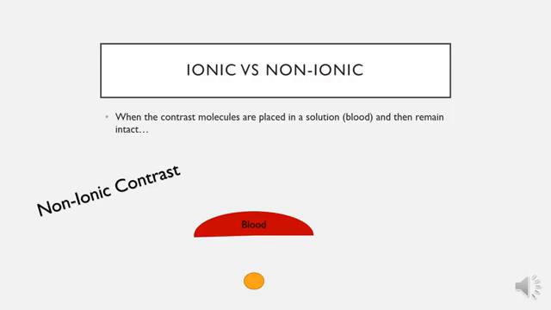Okay, so now we have our non-ionic contrast. It's still considered an iodinated contrast. It's just a category within our iodinated contrast. It's non-ionic, so non-ionic contrast will remain intact. When the contrast molecules are placed in the solution, blood, they're going to remain intact.